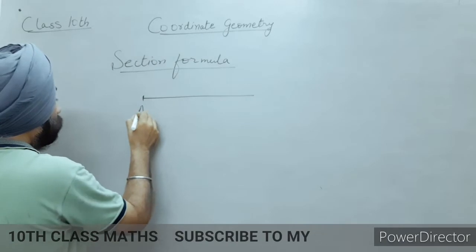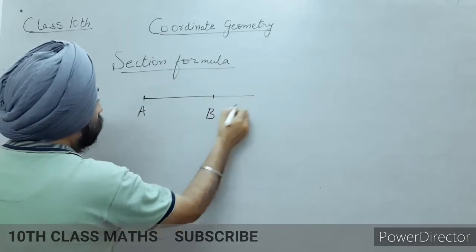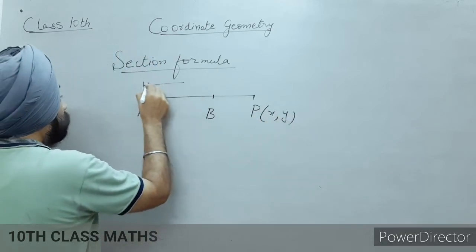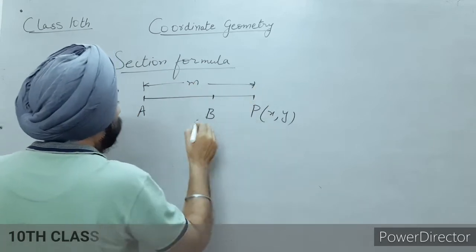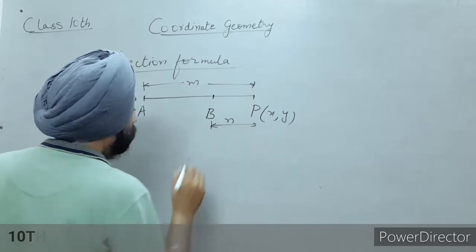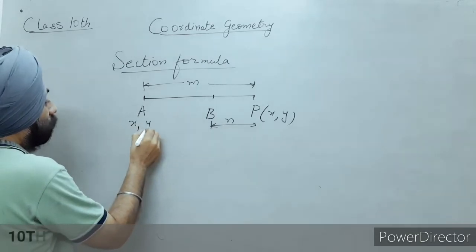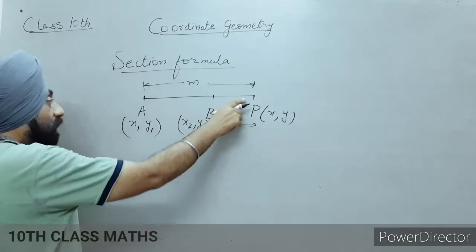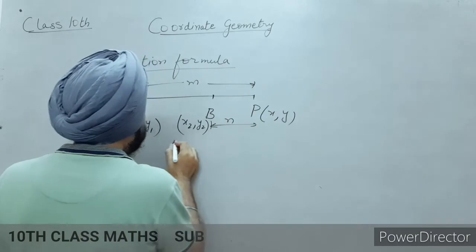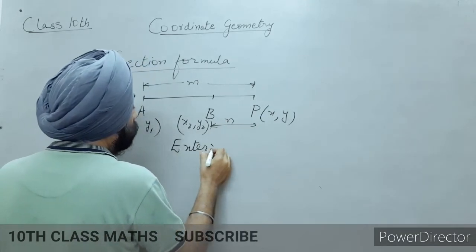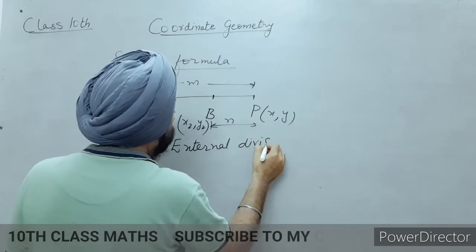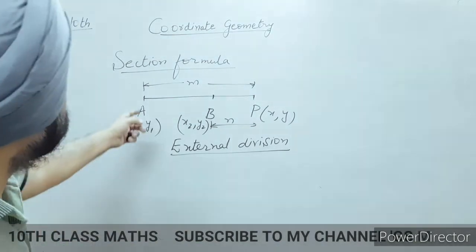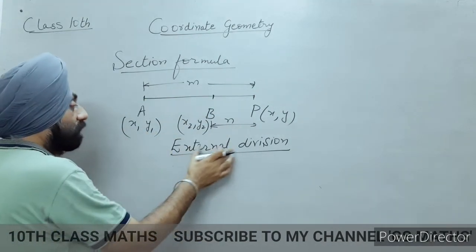This is point A. This is point B. And this is point P, x, y. Ratio remains the same. This is m and this is n. It does not change. Now this is x1, y1, this point is x2, y2. Now P lies outside AB. This is called external division. External division. Okay? P is lying outside the length of AB. That's why we call it external division.